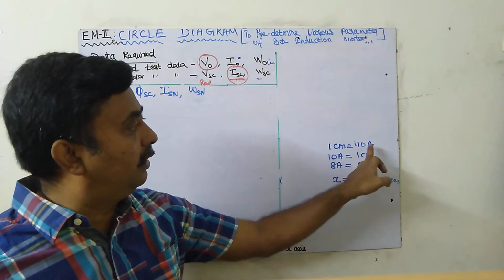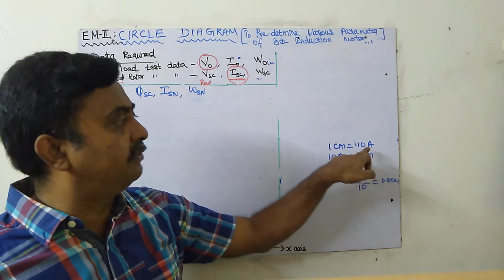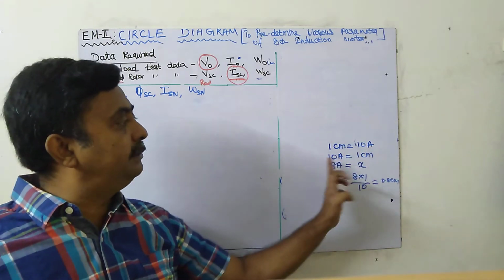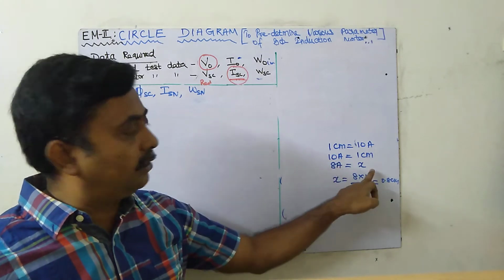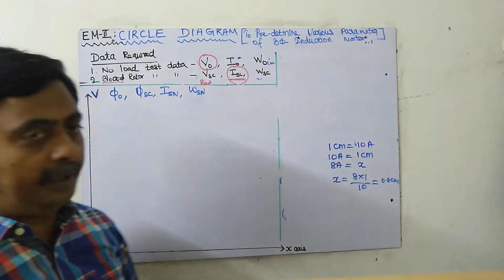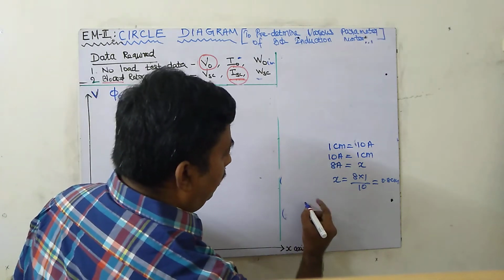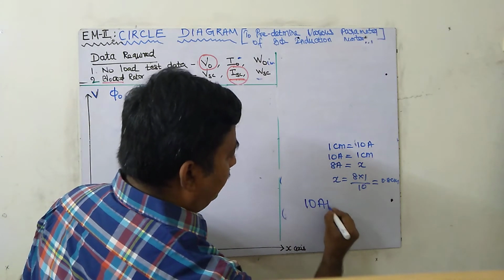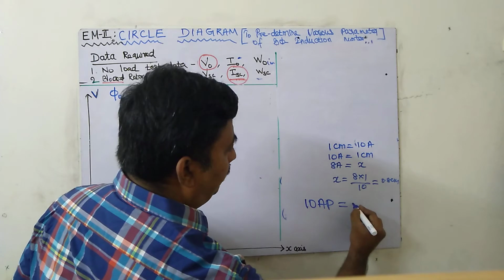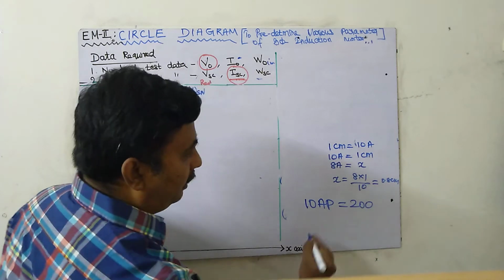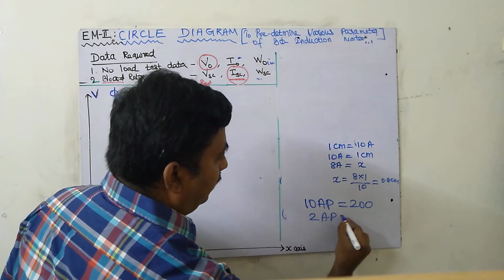This 1 centimeter equals ISN divided by 20. For example I have taken 10 amps, so 10 amps equals 1 centimeter. 8 amps equals how much centimeter? Just cross multiply, I think everybody knows this. For example, 10 apples equal 200 rupees. What is the value of 2 apples? 2 apples equal x.